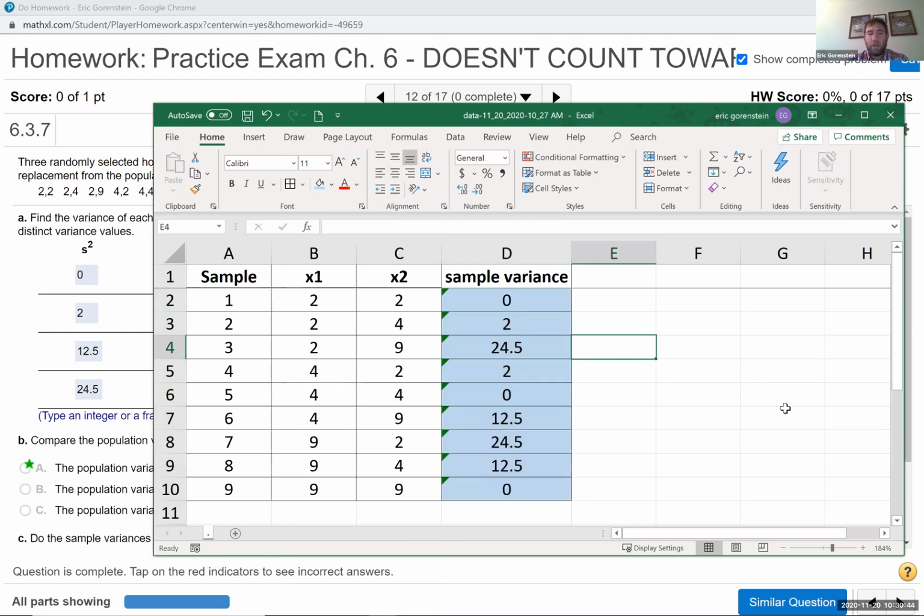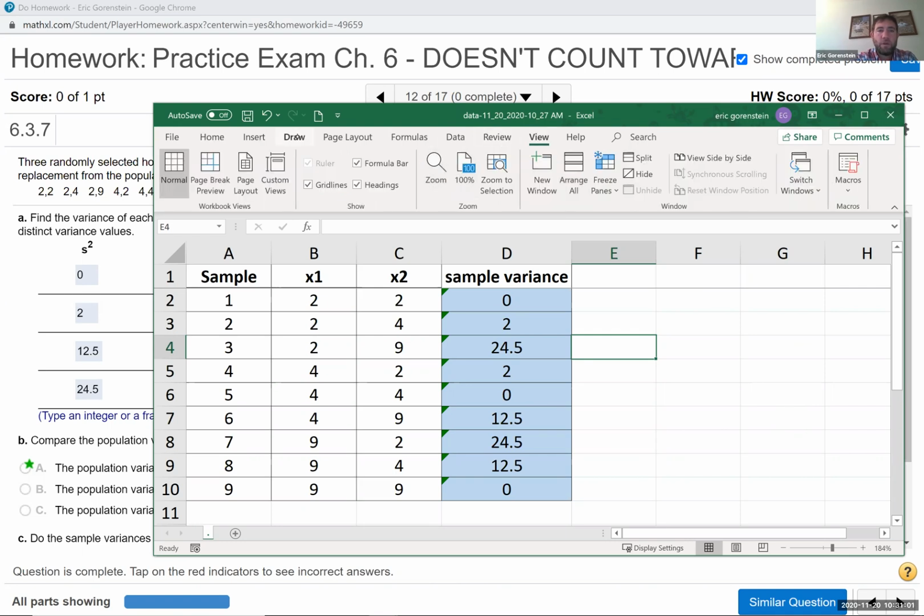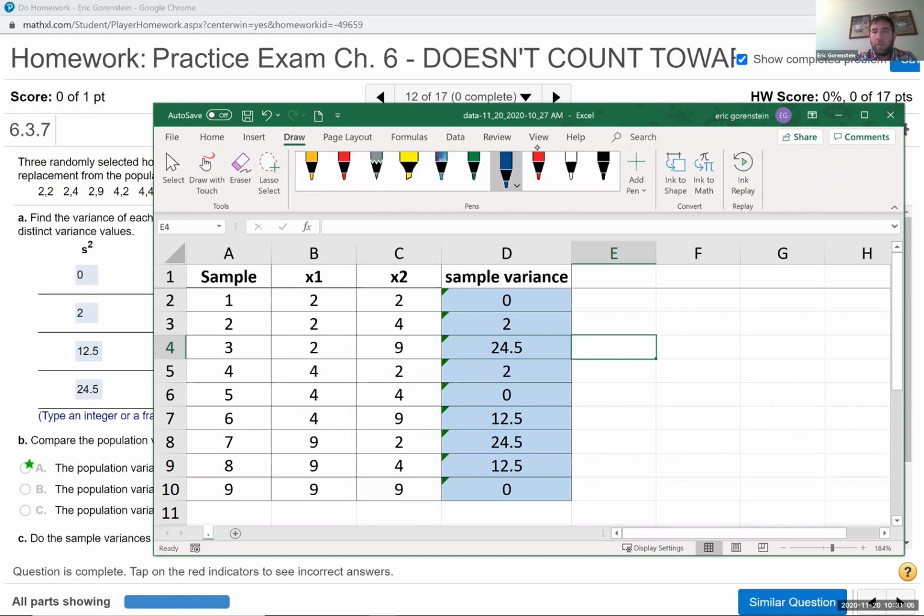Okay, so in blue, these are the 9 sample variances. All right, so we have this list of numbers, and the number 0 appears 3 times. Looks like the number 2 appears twice. The number 12.5 appears twice. And the number 24.5 appears twice. So we have 9 numbers here.